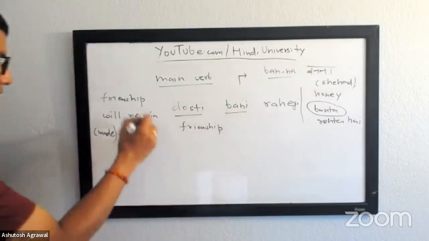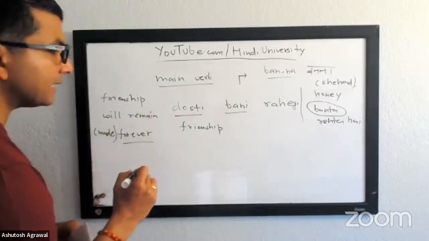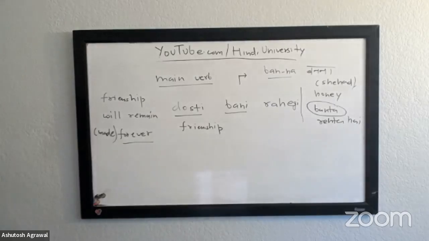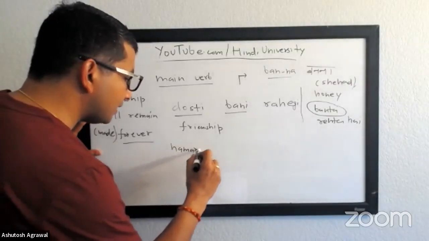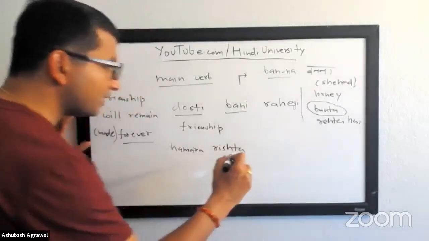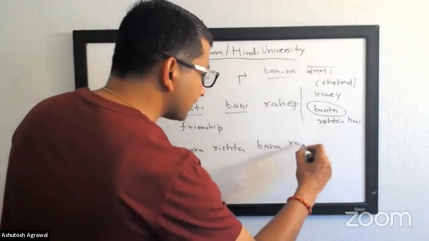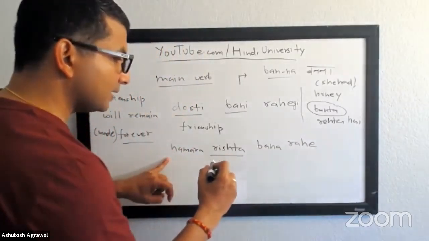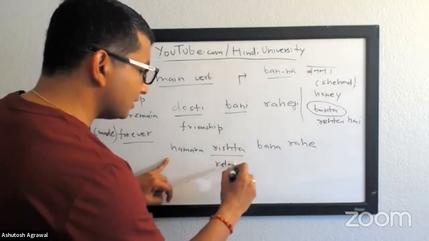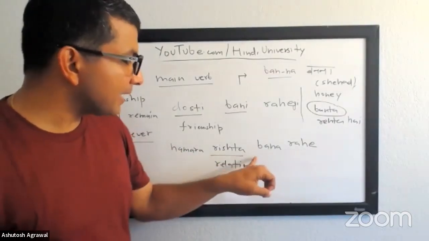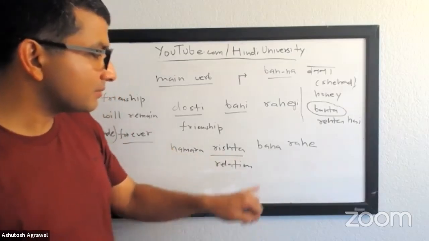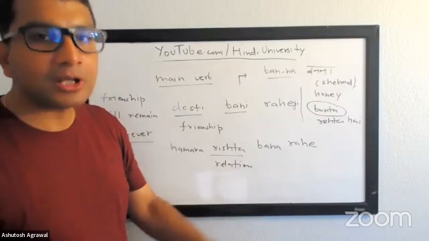You will just say friendship will remain forever. Dosti bani rahegi. I can see that this will be slightly hard, like why we used bana. Okay, so bear with me, I'll give some more examples. So let's say you want to say "hamara rishta bana rahe". What is rishta? Relation. So let's say you have a friendly relation with someone, "rishta bana rahe": may our relation remain like this. You're not saying banta rahe, but bana rahe.